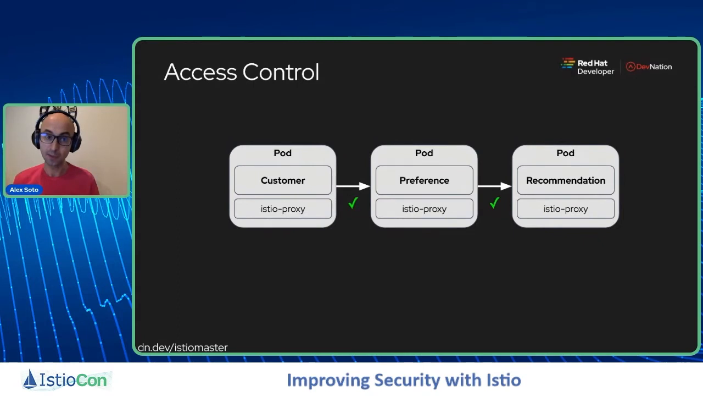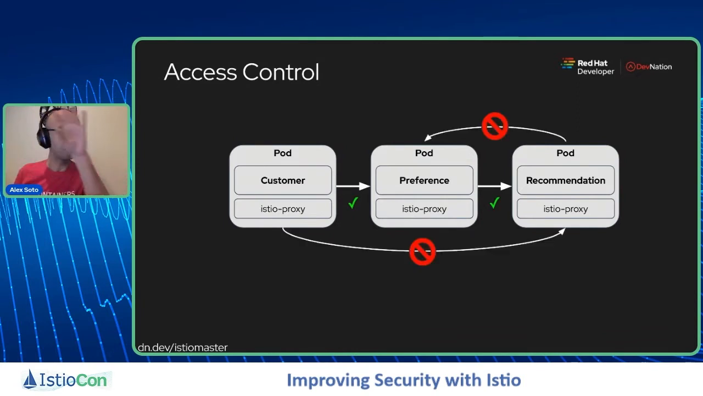With Istio, we can control who can call who. For example, if I've got customer, preference, and recommendation, with Istio I can limit it so that the only valid requests are from customer to preference and from preference to recommendation, but no other. So you cannot make a request from customer to recommendation, or from recommendation to preference.